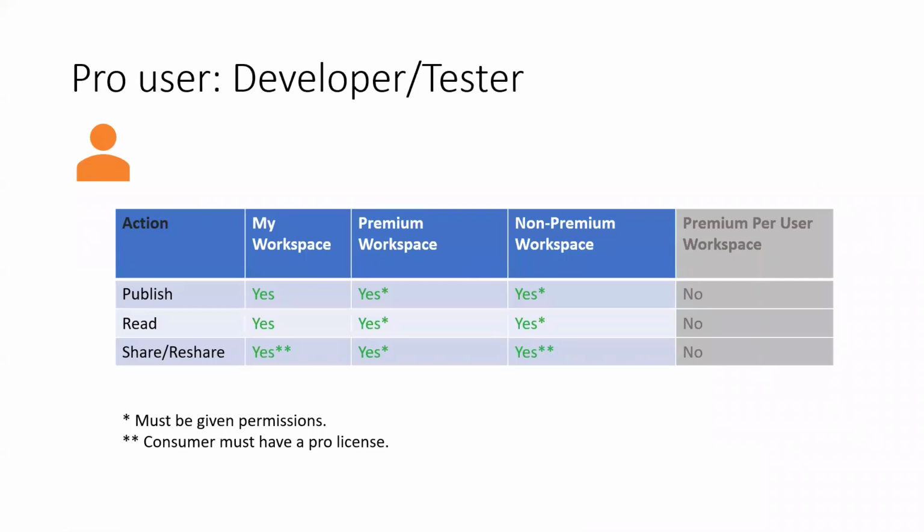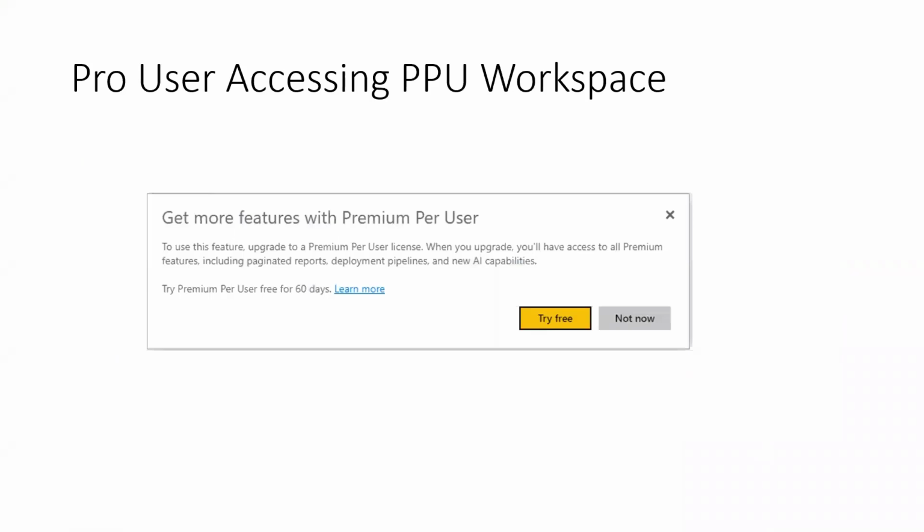All right. And then the pro user is meant to be for developers and testers, and they can do everything in My Workspace. They can do everything with Premium Workspace. They can also publish to a non-premium workspace. So a pro user can publish everywhere and consume from everywhere if they have been given permission to. And what if they try to access something that's in a Premium Per User Workspace? They get a message that says, do you want to upgrade to the next level up? It gives you a 60-day trial. After that, it's an additional $10 on top of the current license.